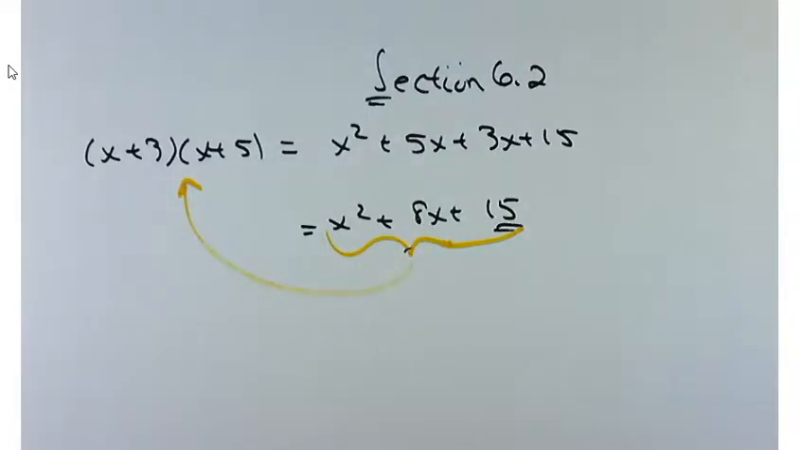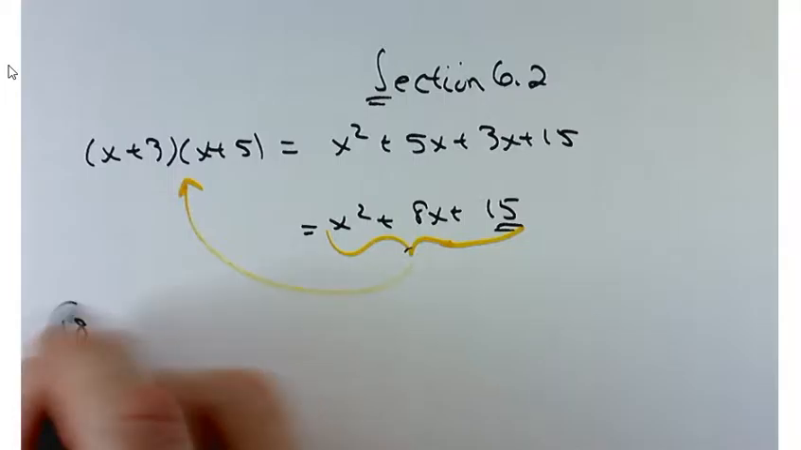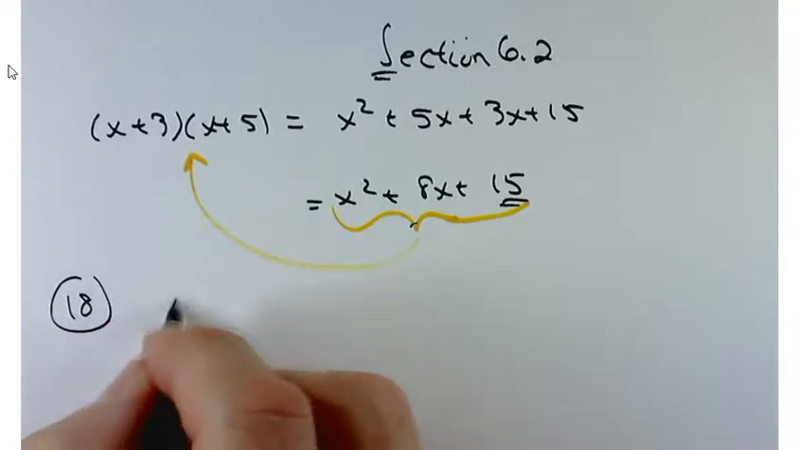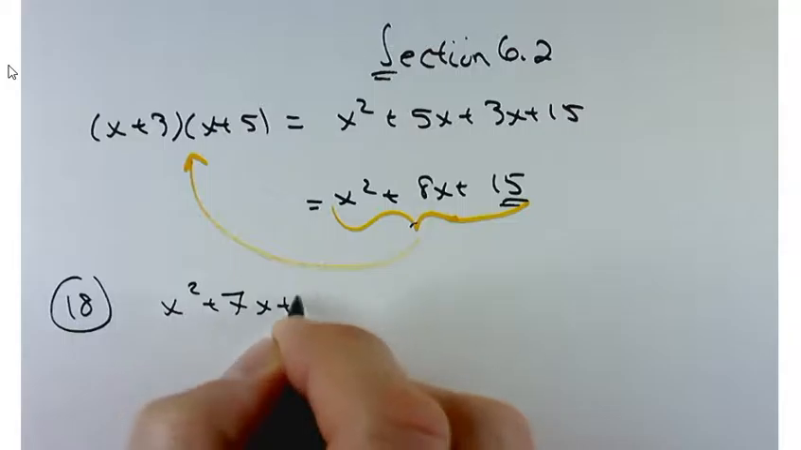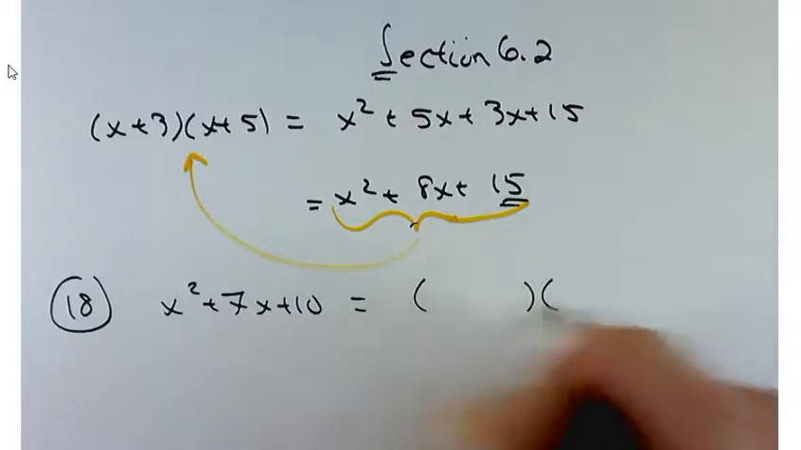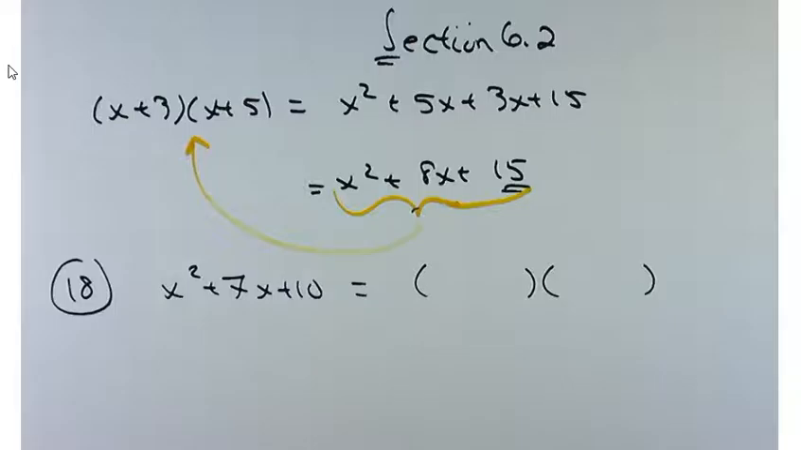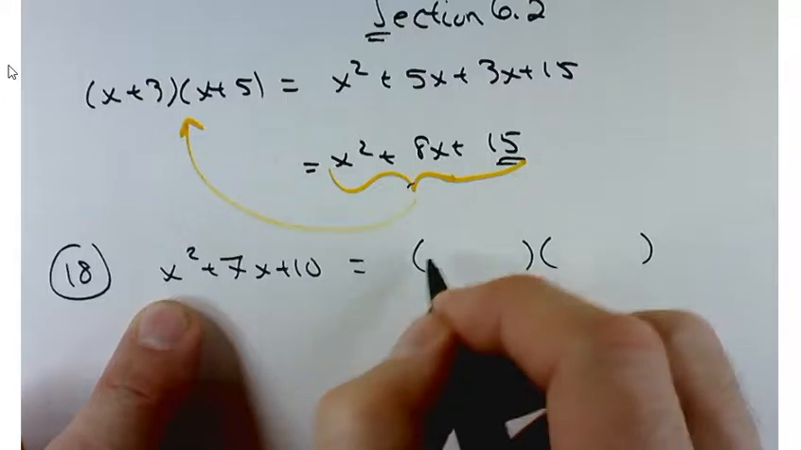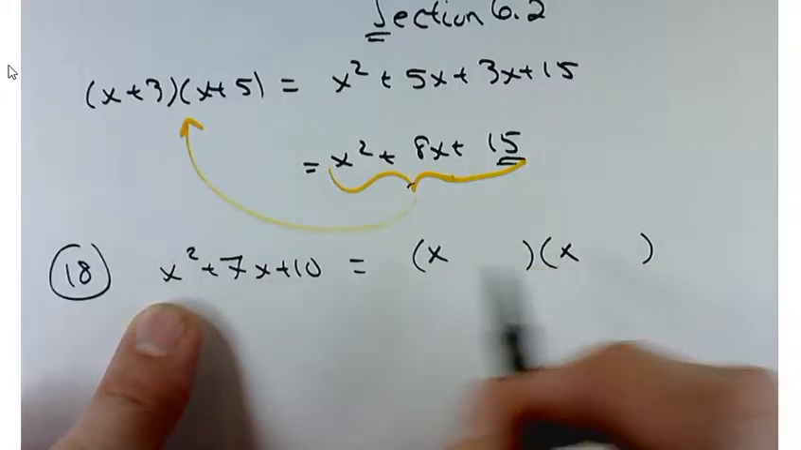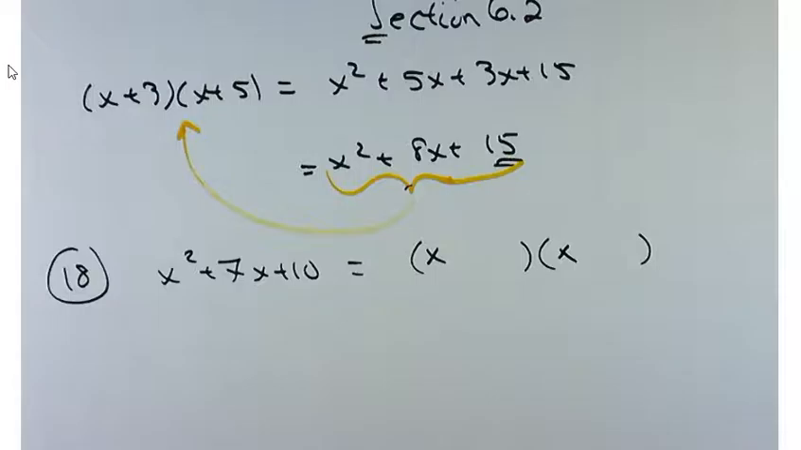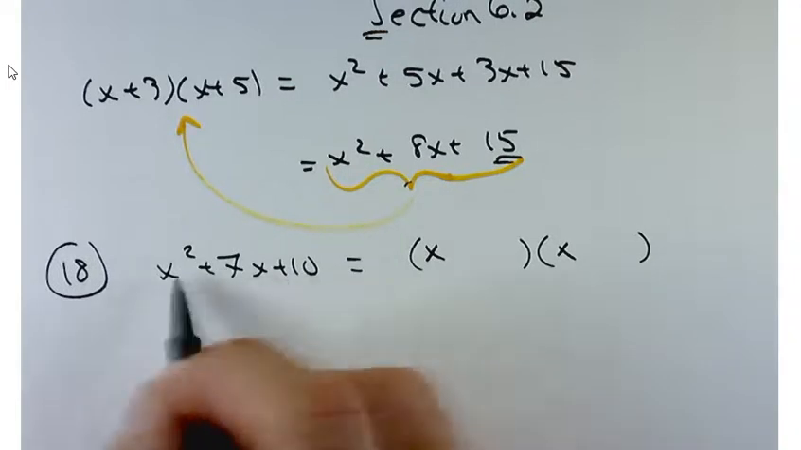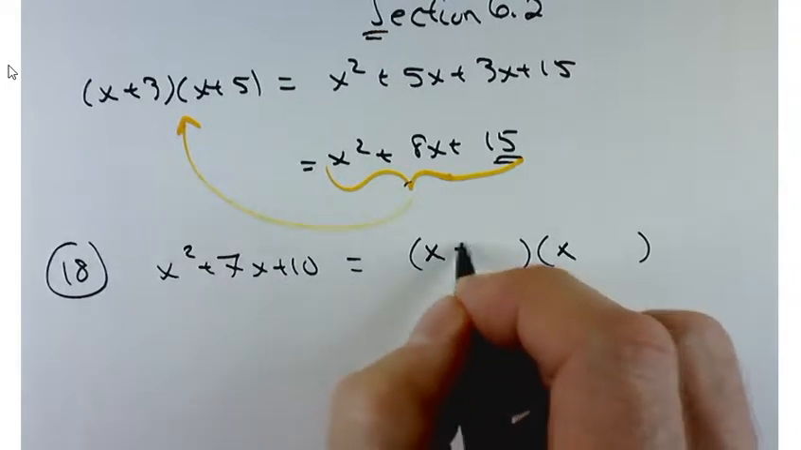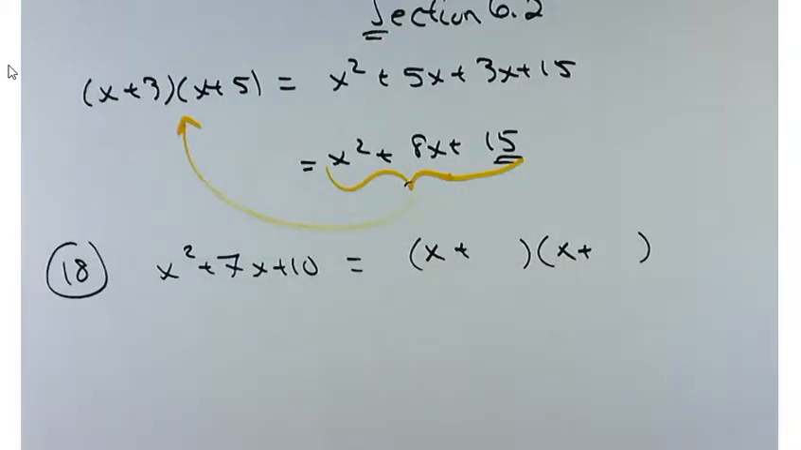Let's see if we can put that into practice. We'll start with problem number 18. x squared plus 7x plus 10. So we're going to factor that into two binomials. Now the first term is always going to be dictated by this, an x here and an x here. So the x times the x will give me the x squared. Since all of these terms are positive, my binomials have to have positive signs here as well. Can't have a negative in here and end up with positive products in any way like this.